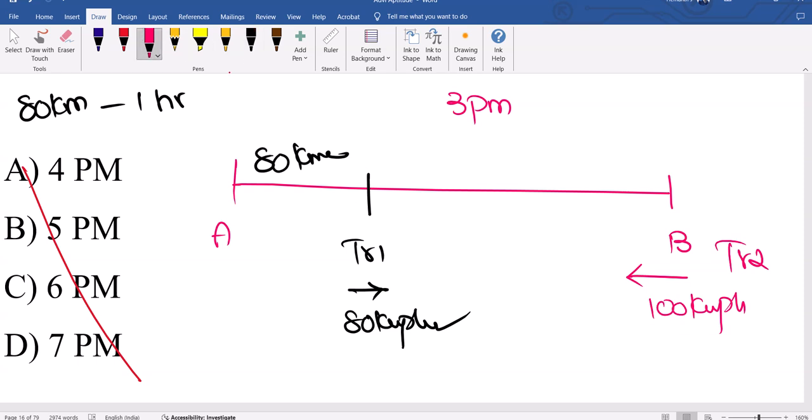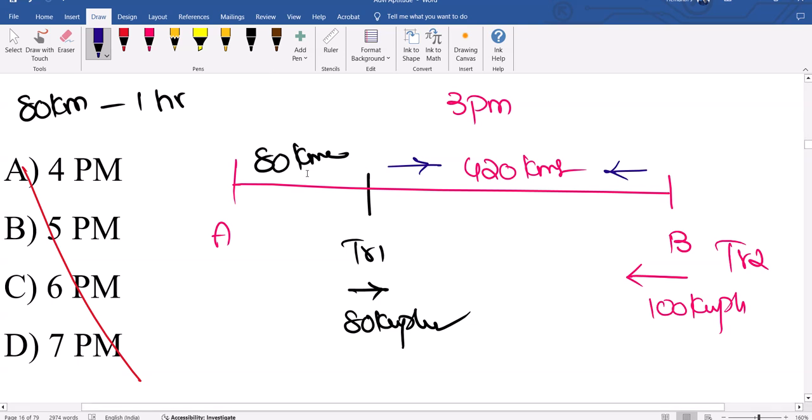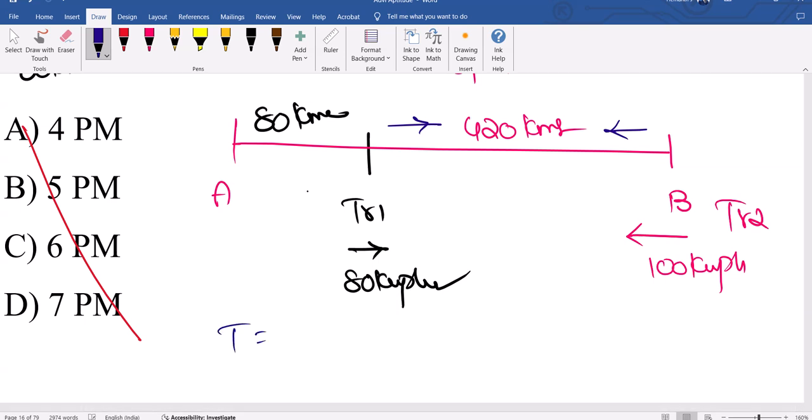We want 500. So the gap is now 420. Now both the trains are available, now you can apply time is distance by speed. When both are active, then only you can apply time is distance by speed. Now distance is 420. Speeds can be added. Why adding? Opposite direction.